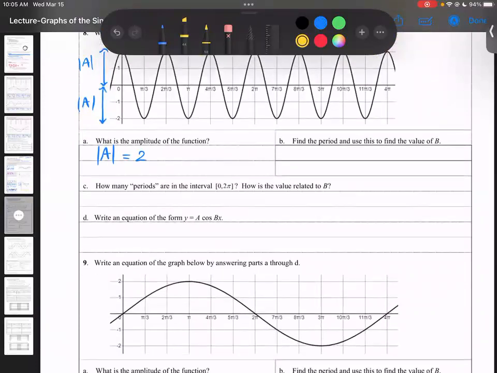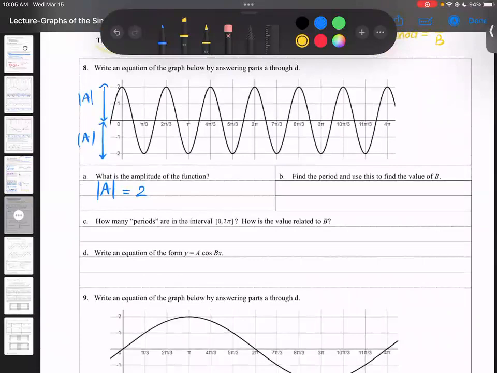Find the period and use this to find the value of B. For the period, for me, it's easier to calculate between two peaks. You can start at any point you want, but for me, it's easiest to start at a peak. Like that. So here, what is my period? It's repeated every... What is the length here? 2π/3, right?